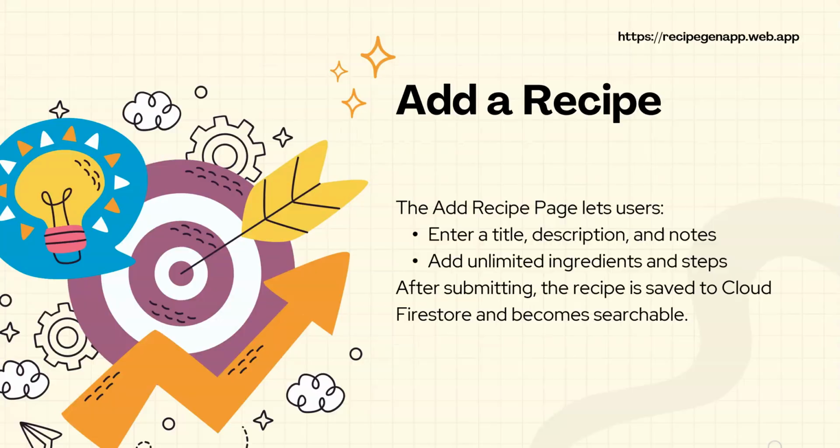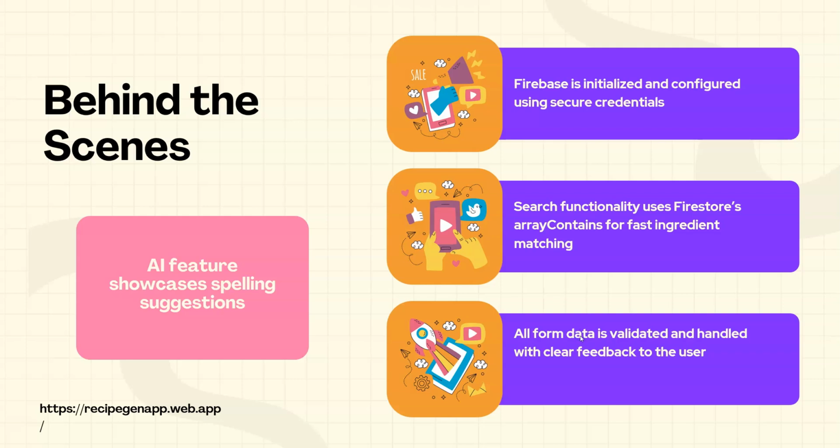So looking at adding a recipe, we went over this, how to add a recipe. It lets users enter a title, description, and notes, unlimited ingredients and steps. After submitting, the recipe is saved to Cloud Firestore and becomes searchable. Behind the scenes, the AI feature showcases spelling suggestions. We're going to go over that in just a second, but just a quick overview.